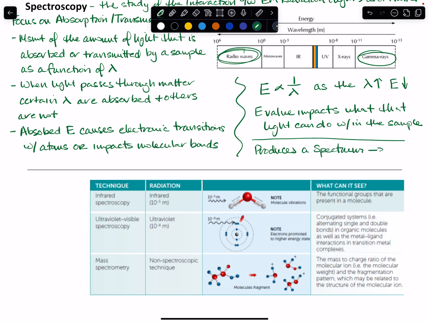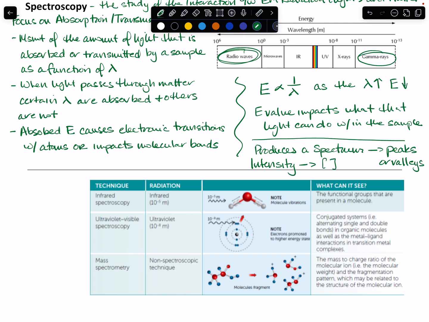All right. And that spectrum is going to have peaks or valleys, depending on what it is looking at. And the intensity of those peaks or valleys gives us a look at the concentration of that particular substance. So if you have a sample that's very dilute, you might get a peak at a particular wavelength that's very small.